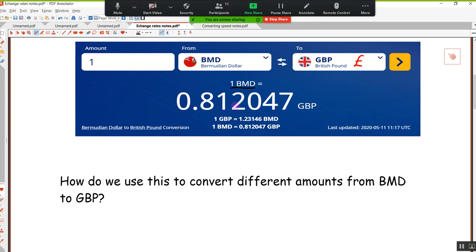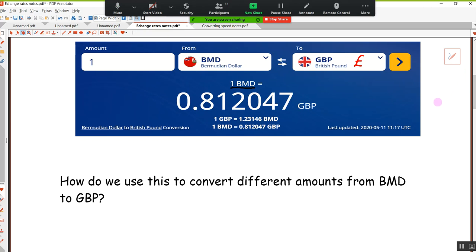Is that at least 1 full British pound? What would you think? Spot on. Well done. Yeah, it's less than a pound. So 1 Bermudian dollar would get me less than £1.